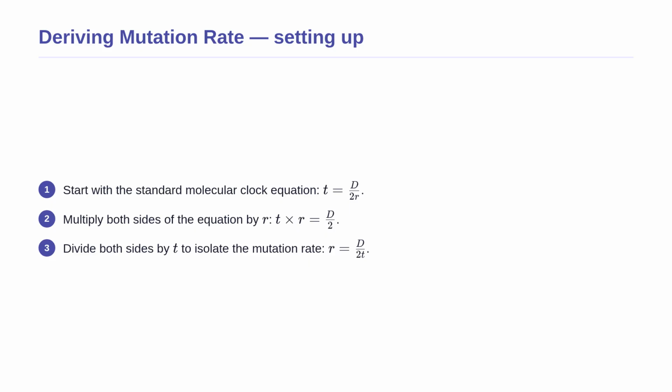We start with our original equation, T equals D divided by 2R. To isolate R, we first multiply both sides by R, moving it out of the denominator. Then we divide both sides by T. This algebraic rearrangement shows that the mutation rate is equal to the total genetic distance divided by twice the divergence time. This new form of the equation is incredibly useful whenever we have a reliable fossil to anchor our timeline.